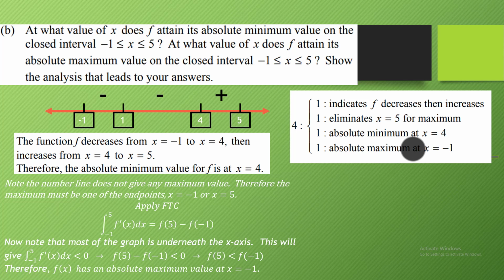Now, even if you forget the whole fundamental theorem of calculus thing, you'll still get points for saying that it's either x equals -1 or x equals 5. And if you just take a shot in the dark, you have a 50% chance of getting the point. So this is the meat of the problem. All 4 points are challenging to get, but we should aim to get all 4 points.